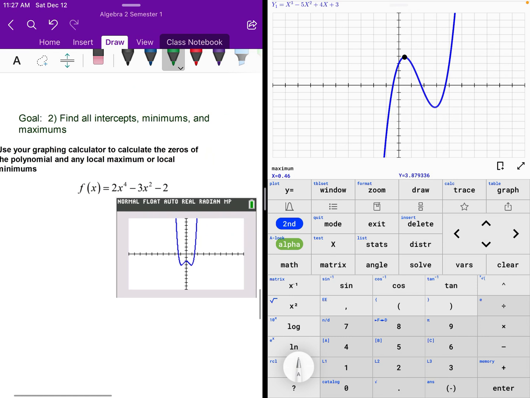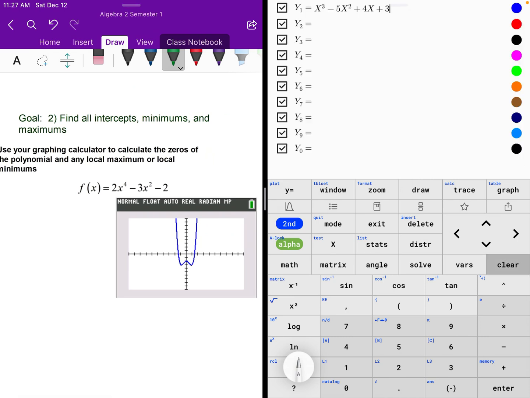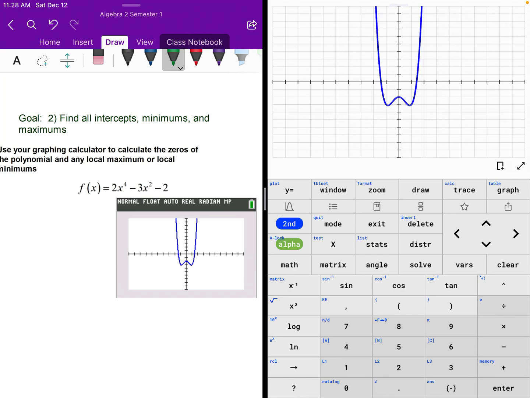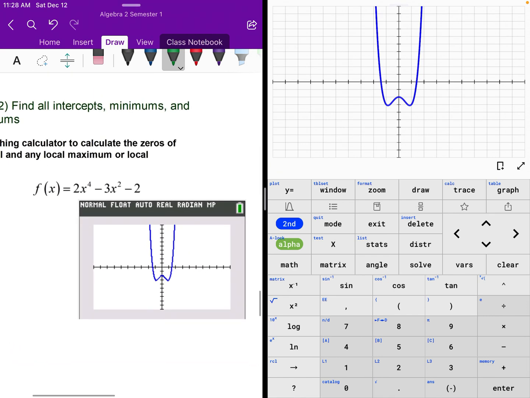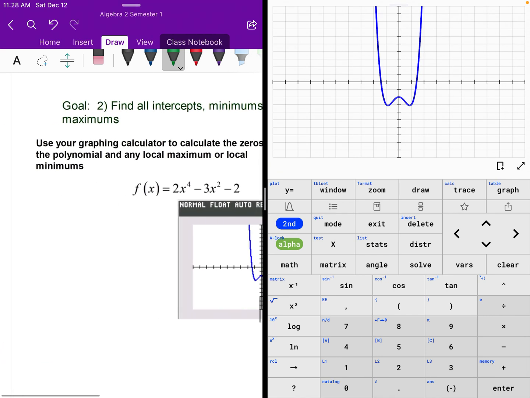All right, so the next one, just go back into y equals, and then type in that function, 2x to the 4th minus 3x squared minus 2. Go ahead, hit graph. There it is. Okay, the snapshot looks the same, so it looks like we got the right one. So let's go ahead and find those zeros.